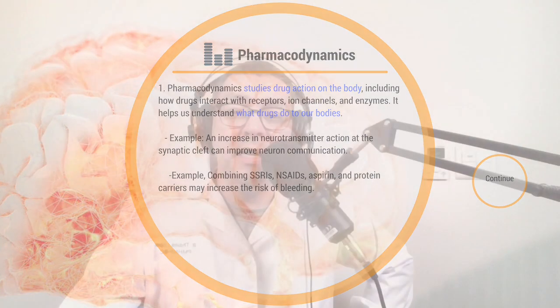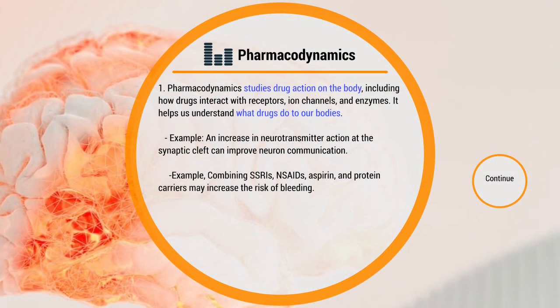Guys, I cannot emphasize enough that you need to know the difference between pharmacokinetics and pharmacodynamics, because test makers love to confuse those two topics. Know it by heart. You may see this again, so please know this concept by heart. One example of pharmacodynamics is an increase in neurotransmitter action in the synaptic cleft because it can improve neuron communication. Another example is combining SSRIs with NSAIDs, aspirin, and protein carriers, which may increase the risk for bleeding.